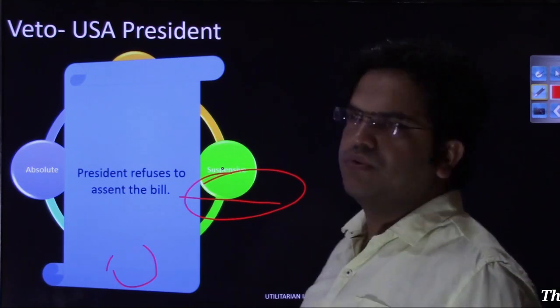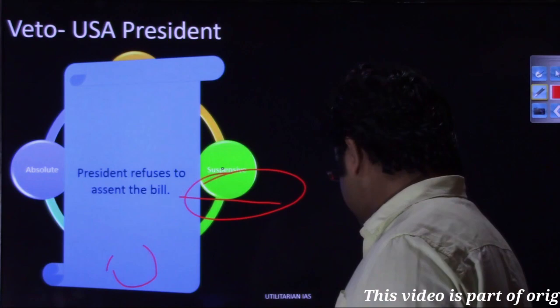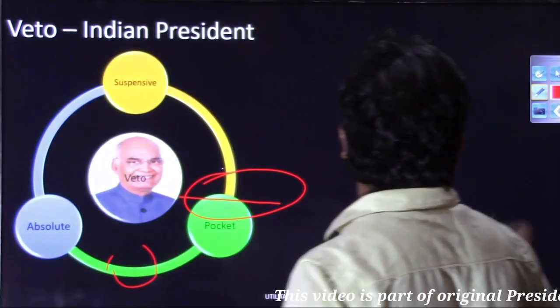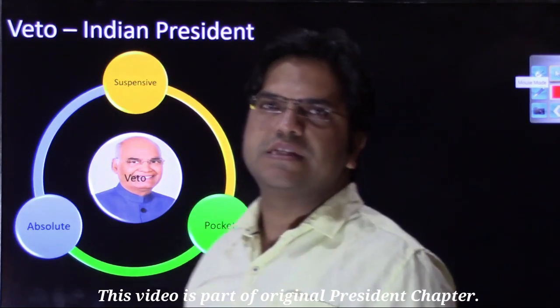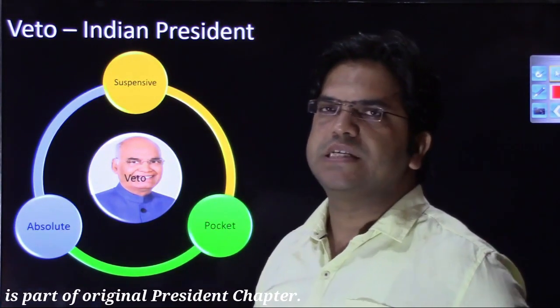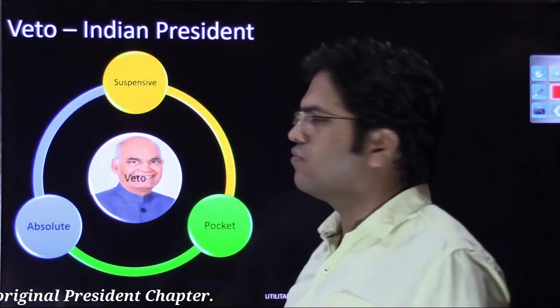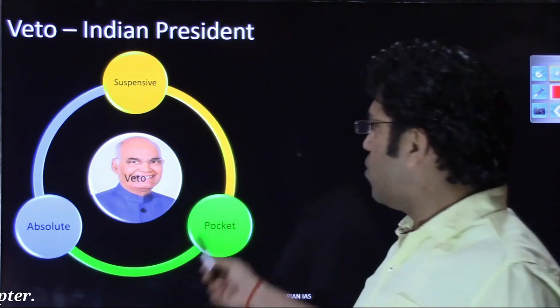So that was about the United States of America's presidential veto. Let us move to the next slide and discuss the Indian president's veto. The US president earlier had 4 vetoes, but we do not have 1 veto, that is the qualified veto. The Indian president has only these 3 vetoes at his disposal: absolute veto, suspensive veto, and pocket veto, right?